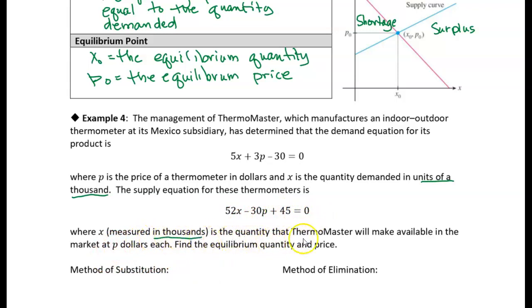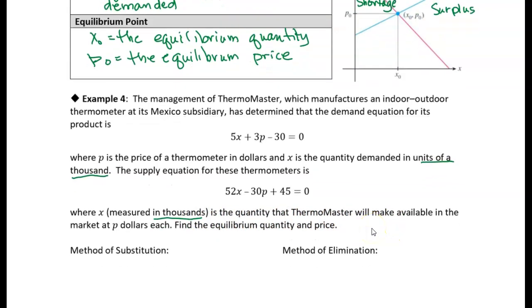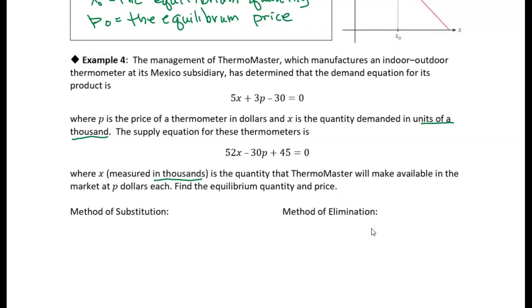Okay, and x is the quantity the Thermomaster will make available in the market at p dollars each. Find the equilibrium quantity and price. All right. So we're basically trying to find the point of intersection of these two lines. We have a supply curve and a demand curve. This is our demand equation, right? And this is our supply equation. Okay. So we want to find the equilibrium quantity and price. So we want to figure out an x and a p value that satisfy both of these equations.